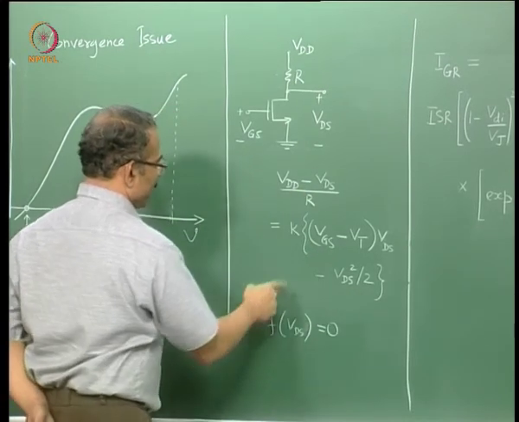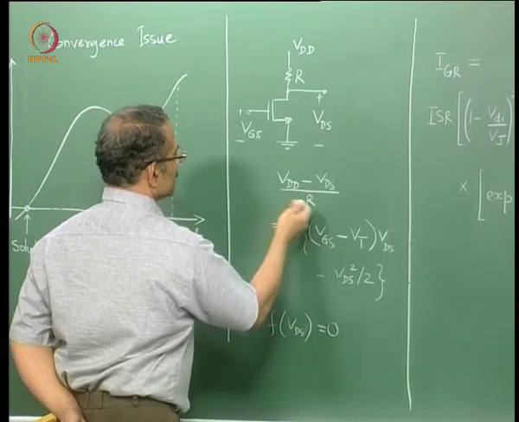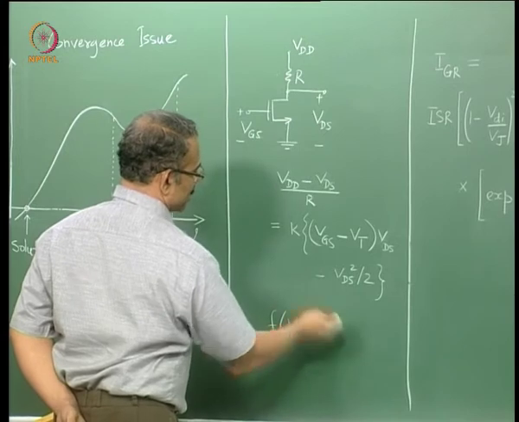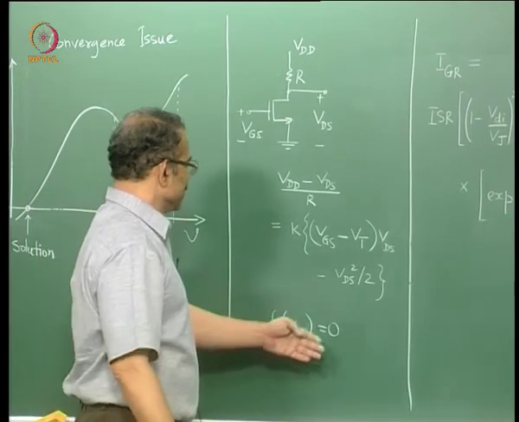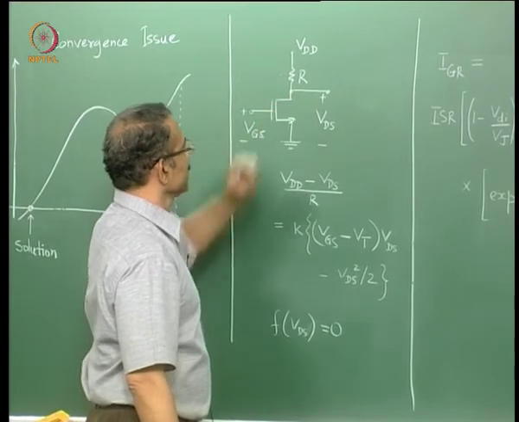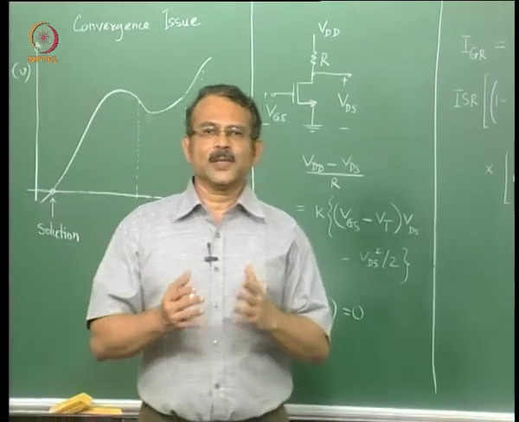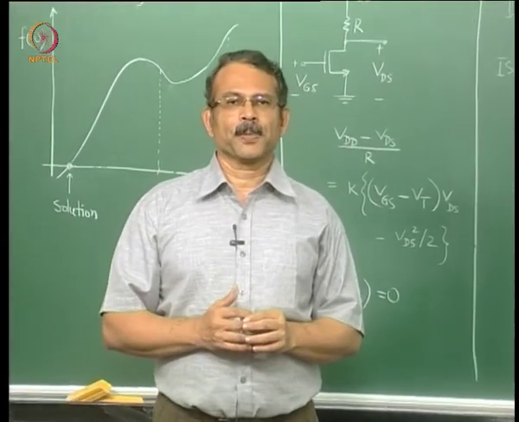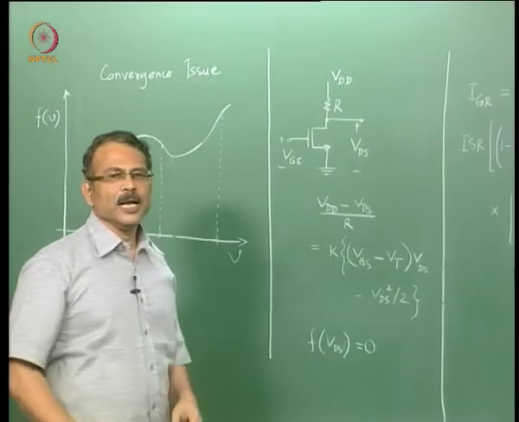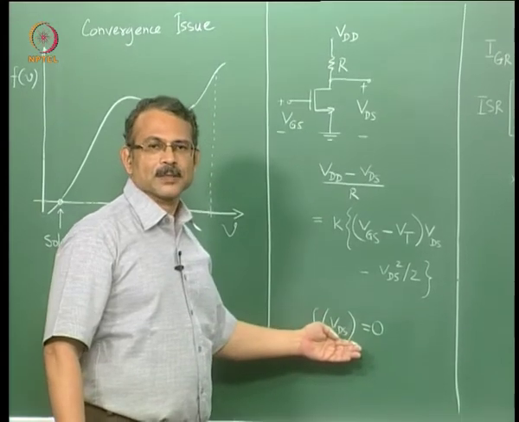Now this equation can be cast in the form f of VDS equal to 0. Shift all the terms to the left hand side and you get this form of the equation. Now the root of this equation will give you the value of VDS for this circuit. So this is the kind of situation we encounter in circuit simulation. Now we have shown a simple situation. In practice the function of VDS can be fairly complex.